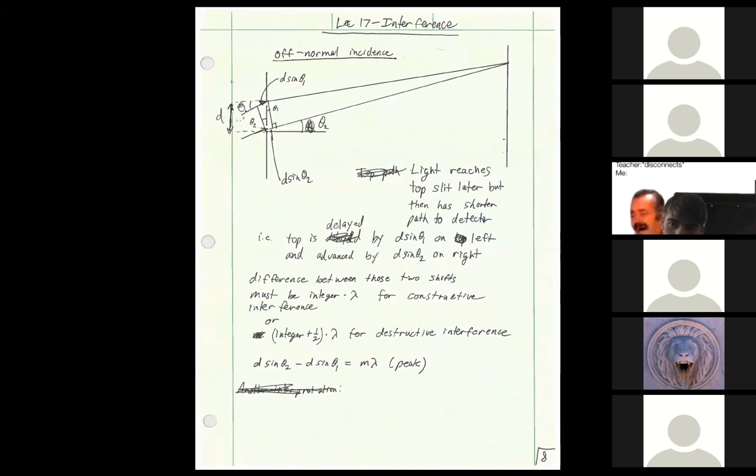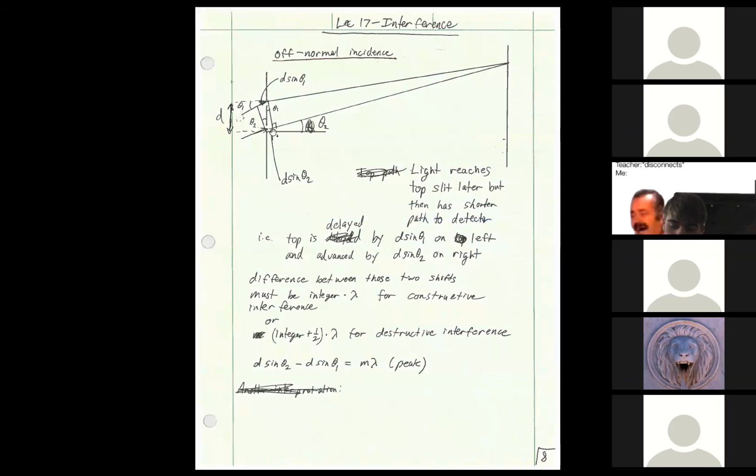But now we're having them come in off normal, so there are 2 delays. The waves that are hitting this one get there later. The waves that are coming from this one get here later. So there's a delay up here and a delay down here. And the whole question is, what is the difference between those delays? And the math is pretty much the same.